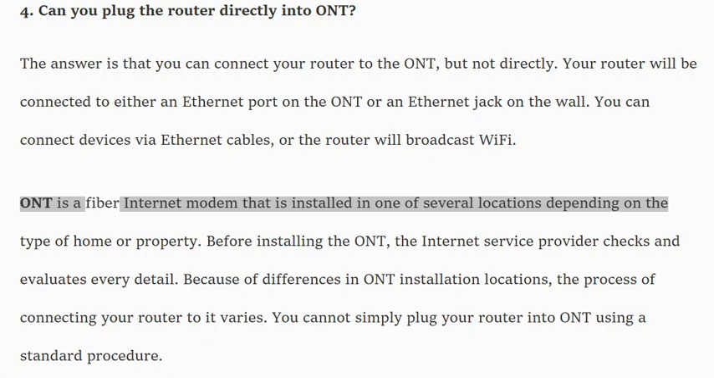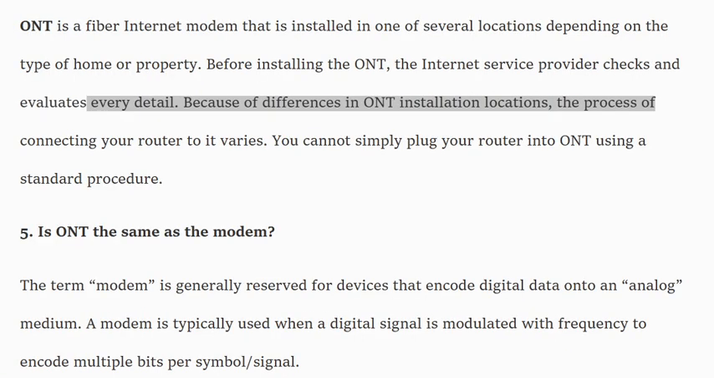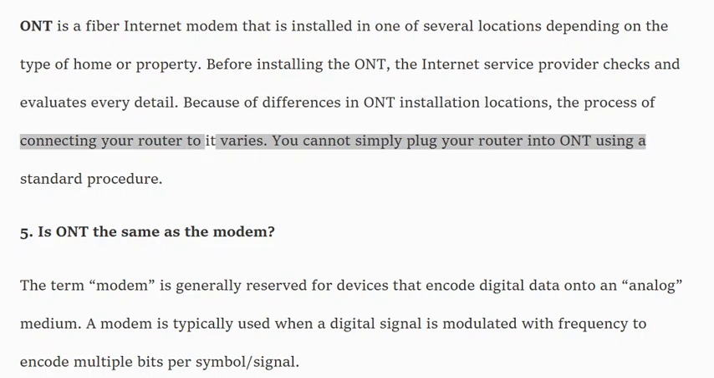ONT is a fiber internet modem that is installed in one of several locations depending on the type of home or property. Before installing the ONT, the internet service provider checks and evaluates every detail. Because of differences in ONT installation locations, the process of connecting your router to it varies. You cannot simply plug your router into the ONT using a standard procedure.